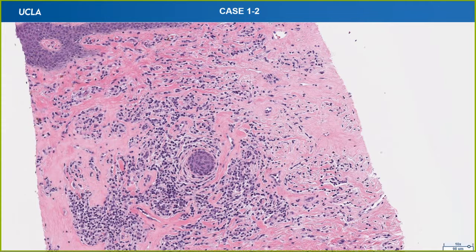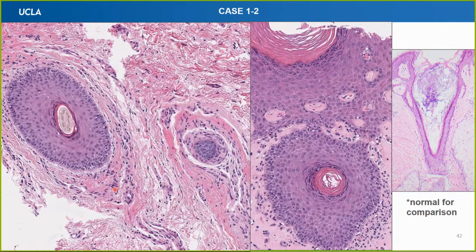Just highlighting the follicular changes once again, in this case we see perifollicular fibrosis, perifollicular inflammation, and then a feature that I mentioned for LS, which is hyperkeratosis of the follicle. Here is the opening of the follicle, and you see compact hyperkeratosis. And here is an image of another case for a relatively normal follicle with a flaky keratin, unlike the keratin in the LS case that's very compact and hyperkeratotic.